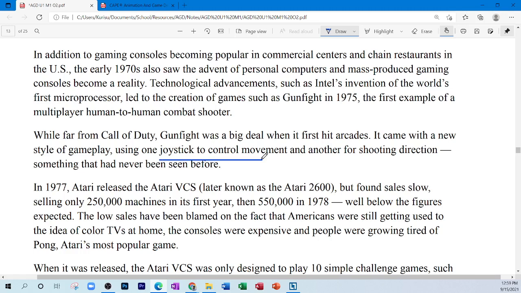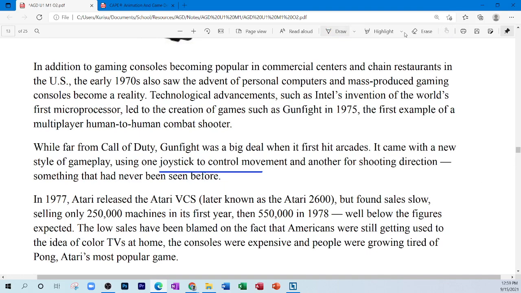In 1977, Atari released the Atari VCS, later known as the Atari 2600, but found sales slow, selling only 250,000 machines in its first year, then 550,000 in 1978, well below the figures expected. The low sales have been blamed on the fact that Americans were still getting used to the idea of color TVs at home. The consoles were expensive and people were growing tired of Pong, Atari's most popular game.